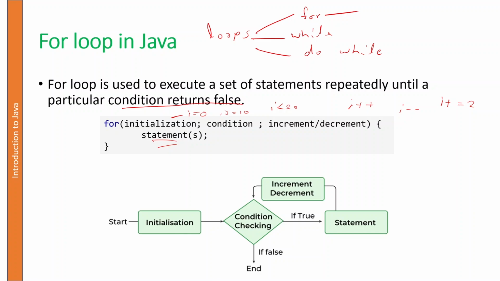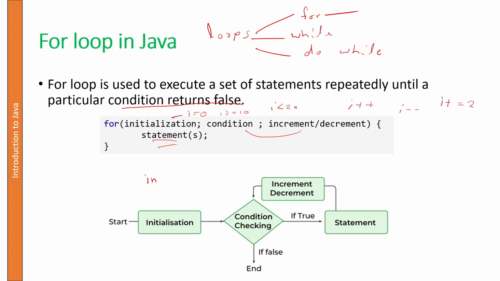Right. So what will happen if I put i++? Initial i is 0. Now i will be 1. Again it will come to the condition, which is true, 1 less than 20, so it will execute. Again increment, condition, statement, increment, condition, like that. Finally i will become 20. At that time the condition is false. That means the loop will stop. So this is how it works.